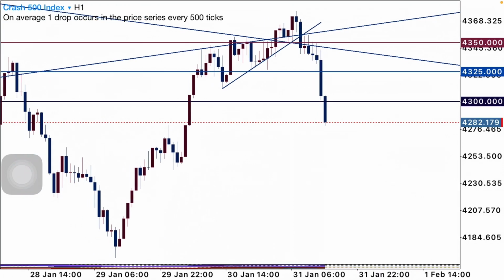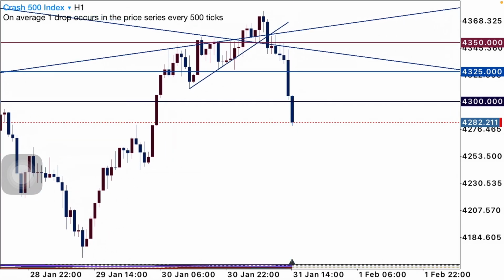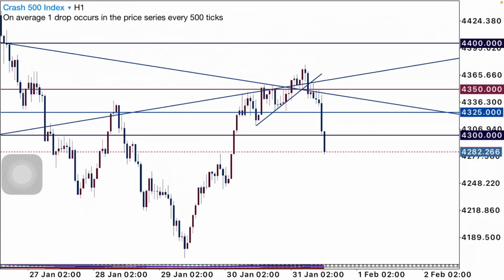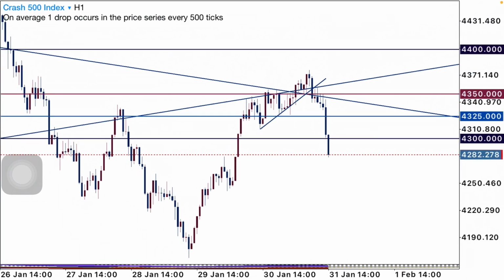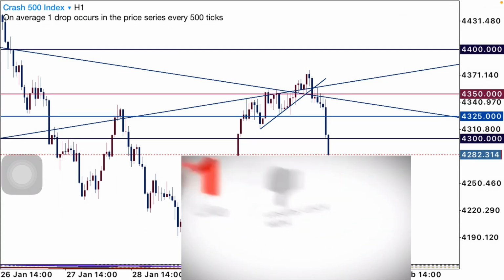I think another opportunity I'll get it somewhere around, let me see my levels, around 4300. Yeah, around 4300. That's where the next trade is going to be. So yeah, around 4325. Yeah, around 4325. I'll be confident enough to take a trade here.